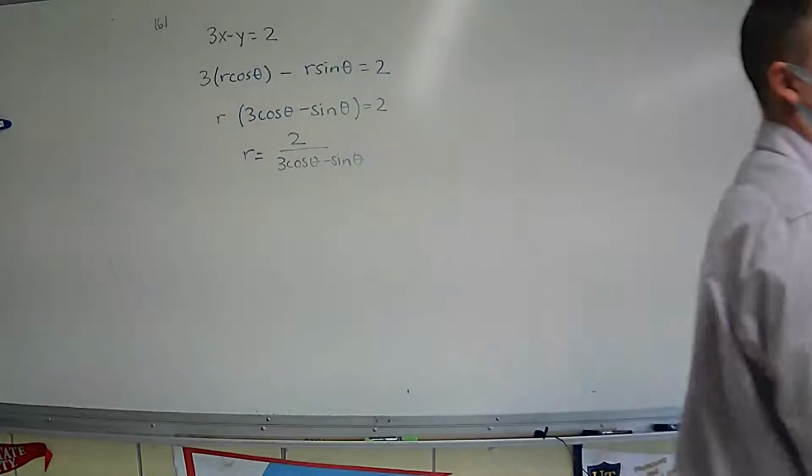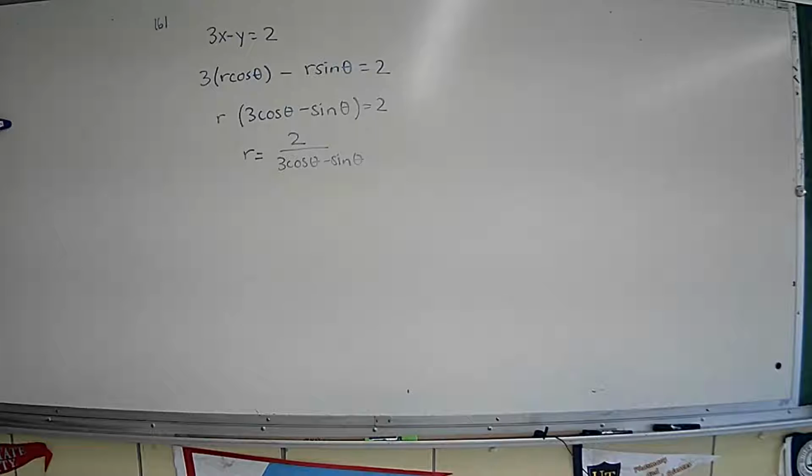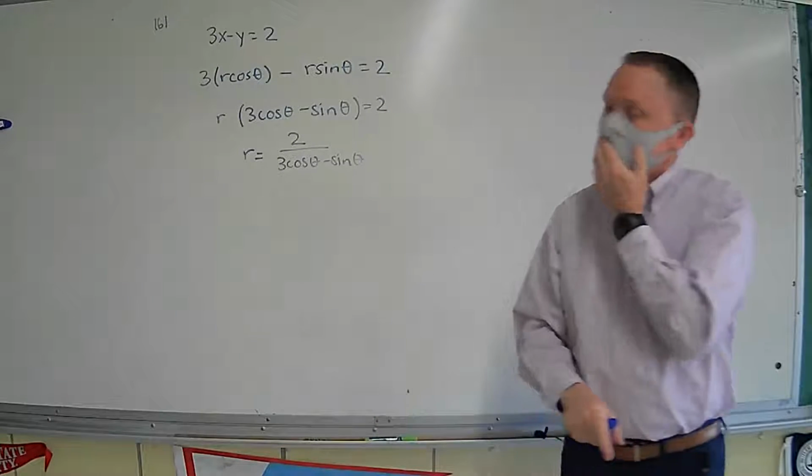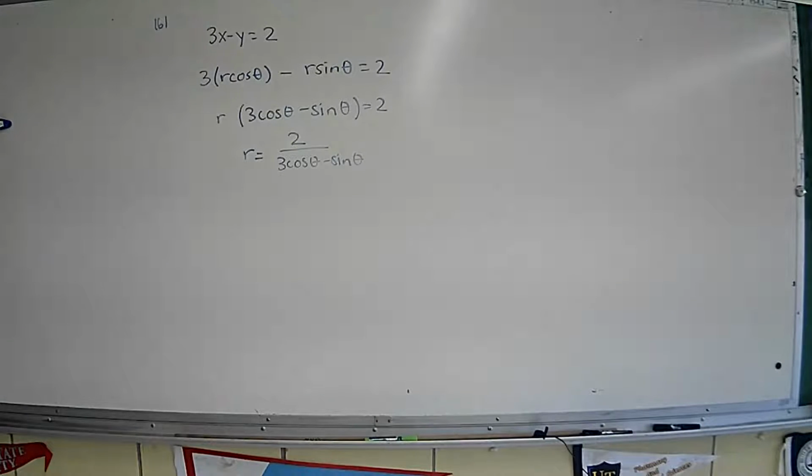So what is 3x minus y equals 2? If I were to graph that in Cartesian, what does the graph look like? It's a line, right? It's linear. Okay, so this must be one way of looking like a line in polar. Maybe. Maybe not. Maybe it's not a line. What happens if you graph that in polar? Is it a line? Does that help?